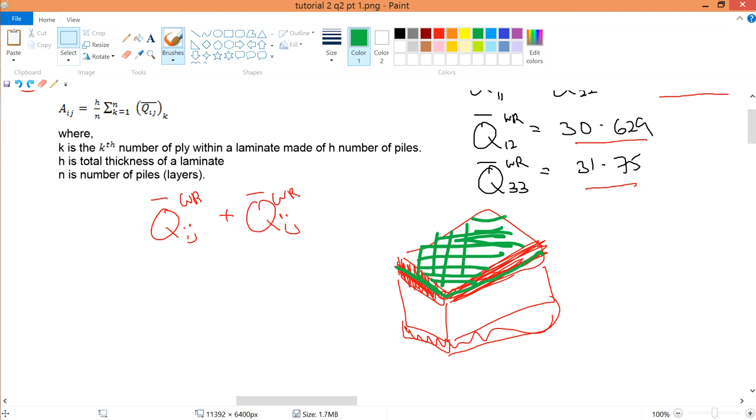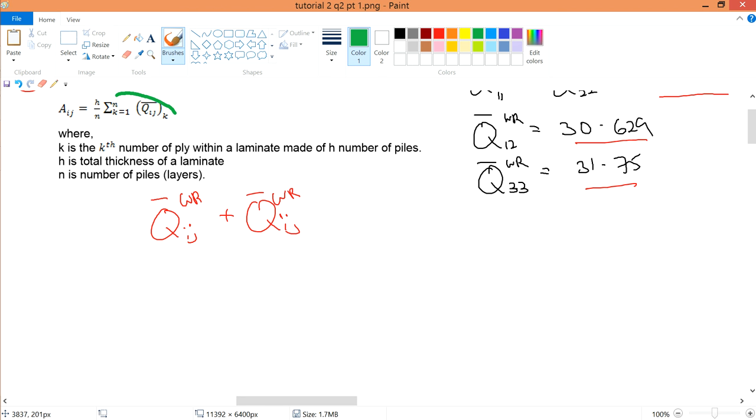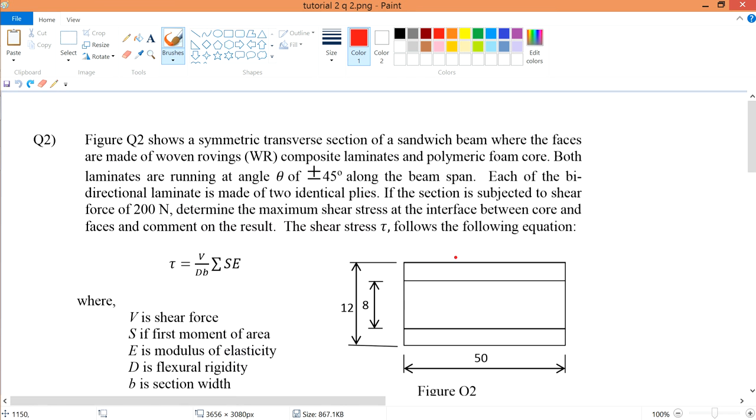But coming back to this portion over here, as we said, it is a summation of the 2 laminates, which we have done for the woven roving, and then multiplied by h. h is the total thickness of your laminate. So what is the thickness of your laminate then? Head back to this diagram, figure 2. If you still remember, we are doing a beam.